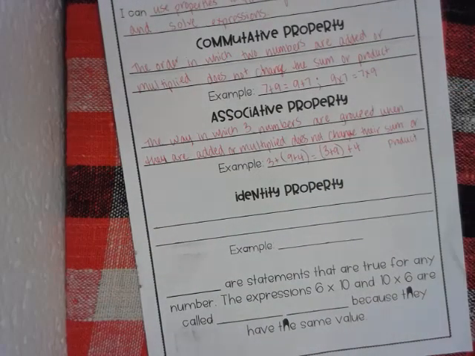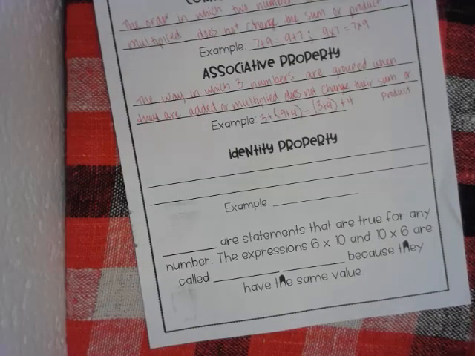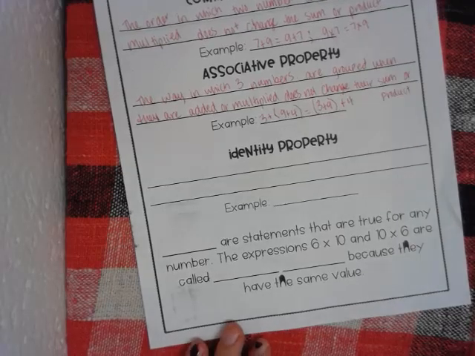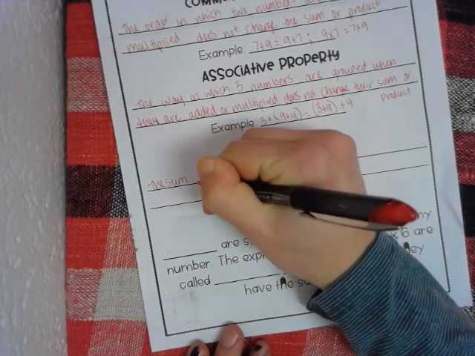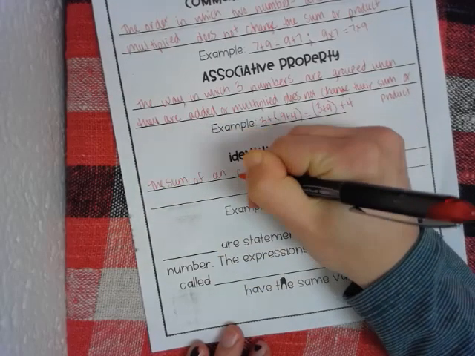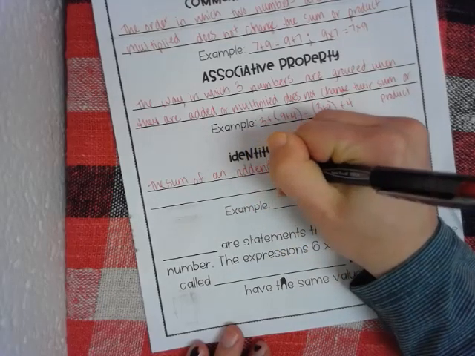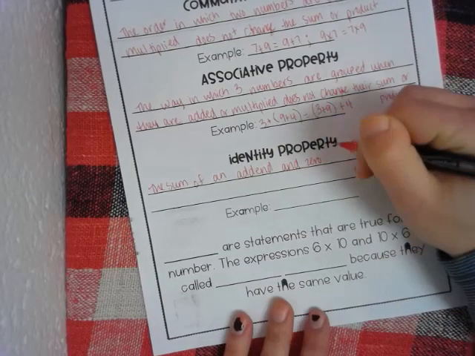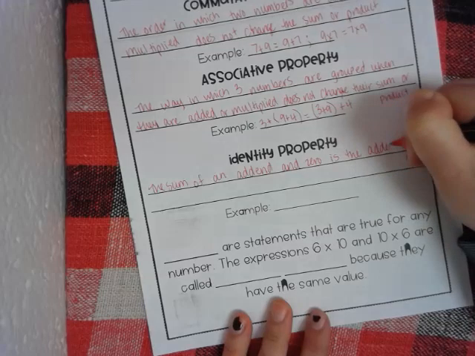Alright, and then the last property we're going to talk about today is the identity property. This is a big one that you're going to see in a lot of different sections in math, so it's really important that you know this identity property. The identity property states that the sum of an addend, which is a number that we just add, and 0 is the addend. Remember, an addend is just a word that means a number that's being added.